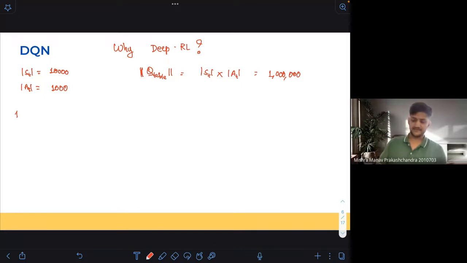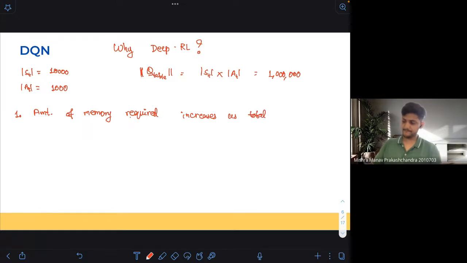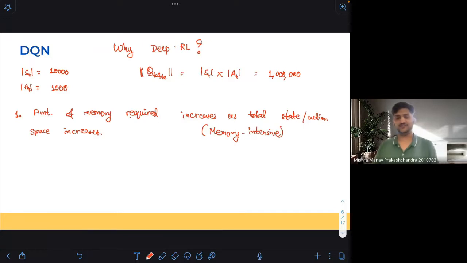So the thing is, one thing is that the amount of memory required increases as the total state/action space increases. Okay, so you can see how quickly the Q learning method can be memory intensive. So for small state space, you can get the solution quickly, but eventually if you are trying to move to higher dimension of states, then this becomes problematic because you need more and more memory.